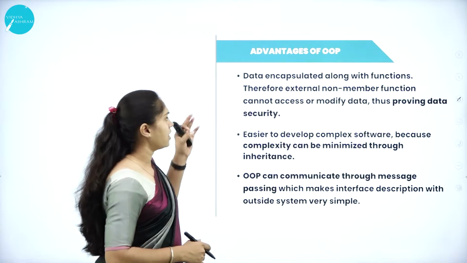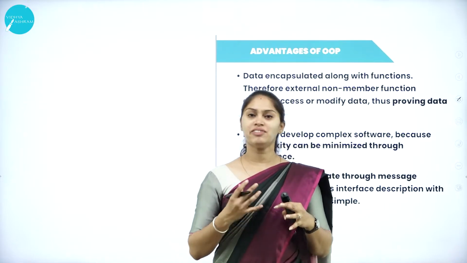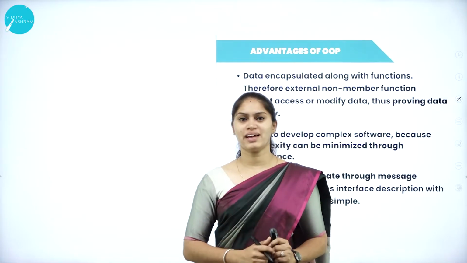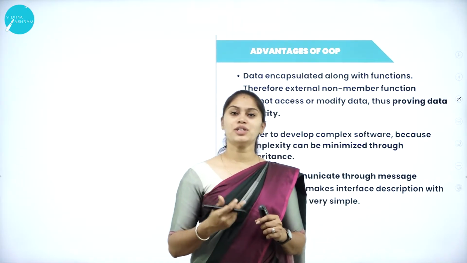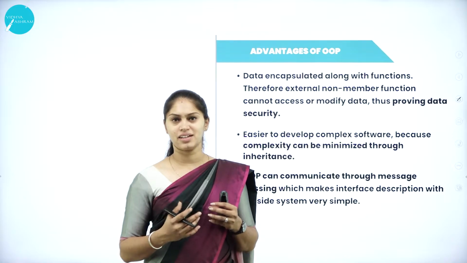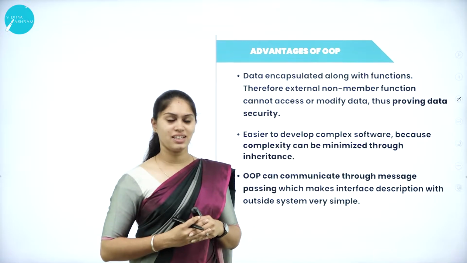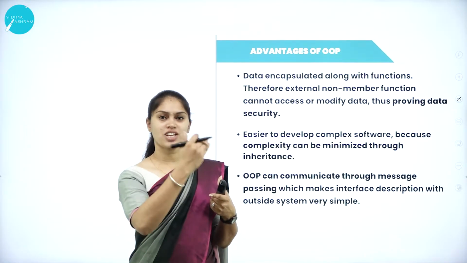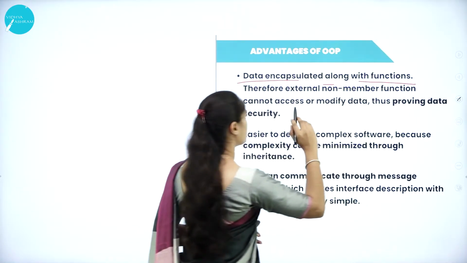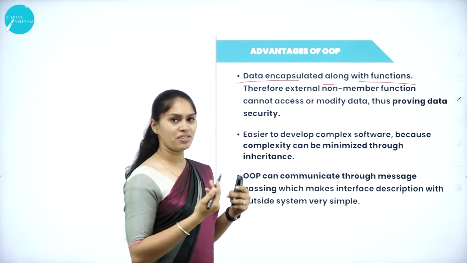So we'll see the next point: data encapsulated along with a function. In object-oriented programming, everything is considered as data and objects, right? When data and functions are combined together as a single unit, that provides security for the data. Confidentiality and privacy for the data will be there. No external function will access it. That is one of the advantages of the data encapsulation concept, which comes under the basic concepts of OOPS. Data is encapsulated along with a function, so that an external non-member function cannot access or modify that data.